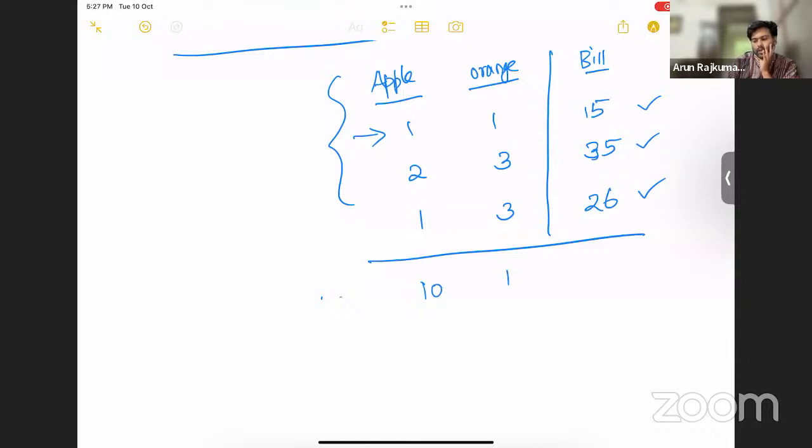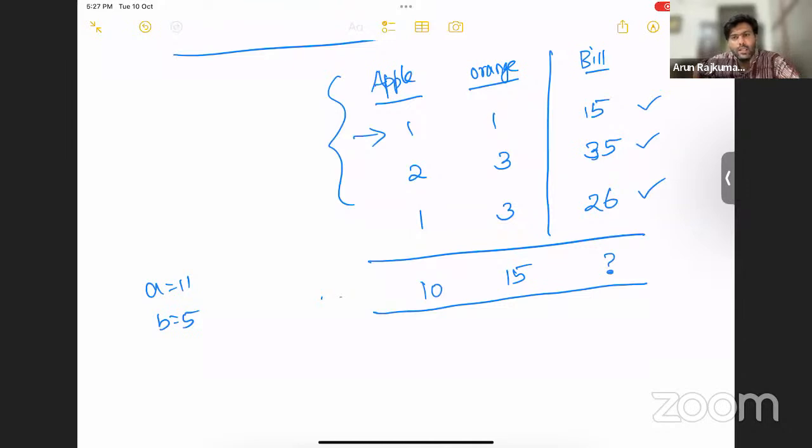Still, I'm interested in buying 10 apples and 15 oranges on the fourth day, and I want to figure out how much money to take. Okay, Anto says apple is 11. What about orange? Orange is 5. Well, if apple is 11 and orange is 5, on day 1, I should have paid 16, right? Not just 15.